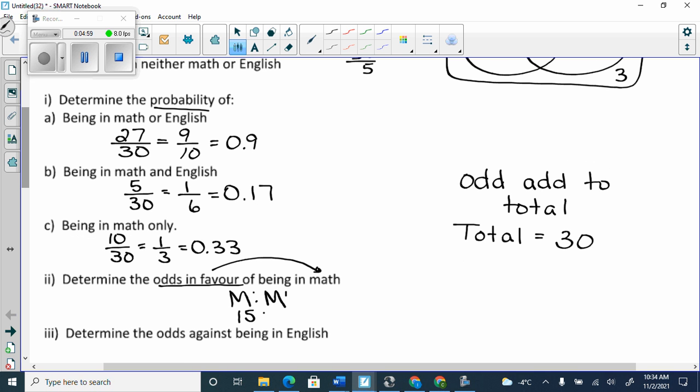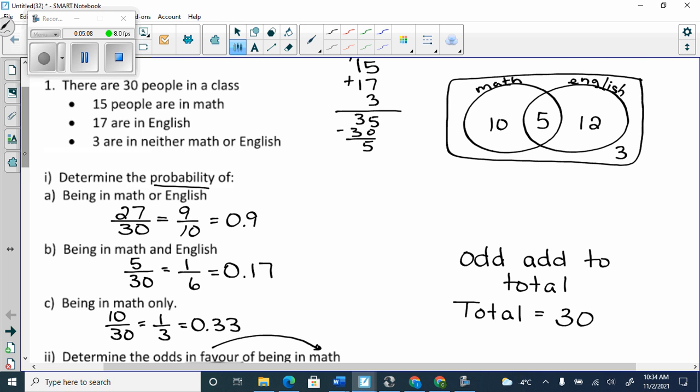So how many would be in not math then? 15, because this has to add to what? 30. Let's check it. If there are 15 in math, the 10 and the 5, so I cover that up. How many are not math? 15, 12, and 3. Correct? So it does show it on the Venn diagram as well.